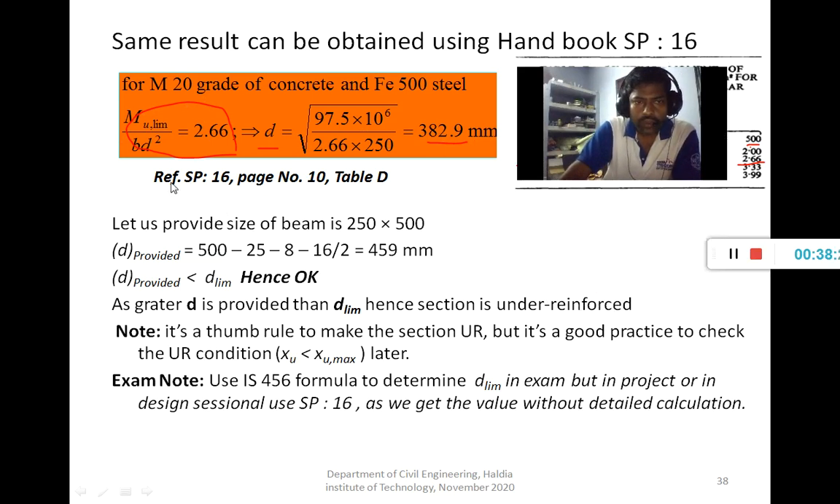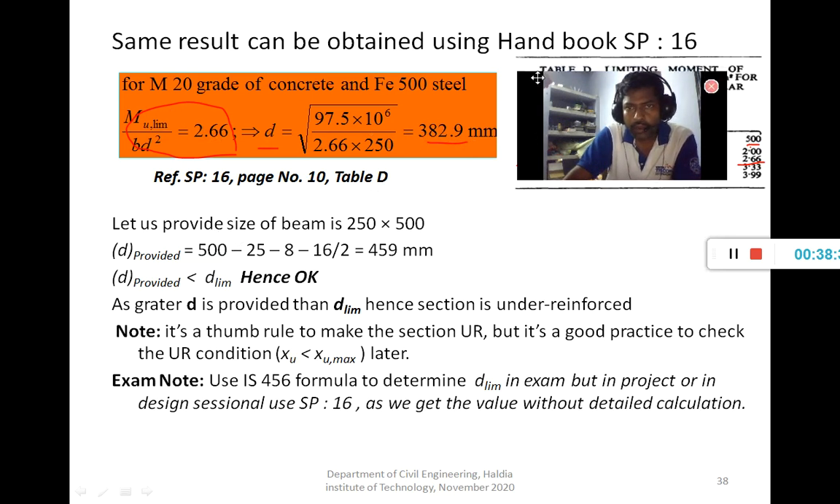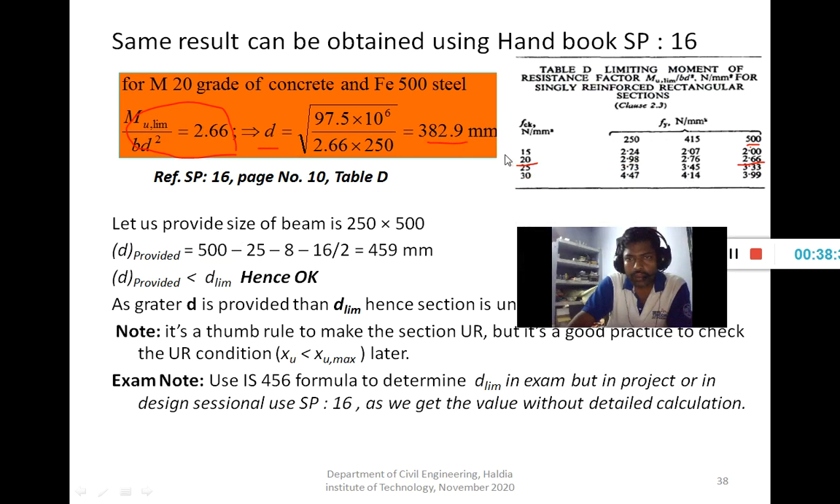The reference is SP16, page number 10, Table D. The same data, the same depth, we get as from the IS 456 equation. Basically this table is prepared from it. You can also make such a table using the IS 456 equation for different grades of concrete and steel, and get these parameter values.